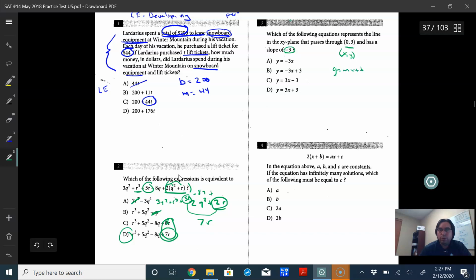Overall, this is a coordinate geometry problem. I can't really see that in there, so I'll keep that in mind for the future. So, a coordinate geometry problem with a slope of -3. That means C and D have to be out for this one.